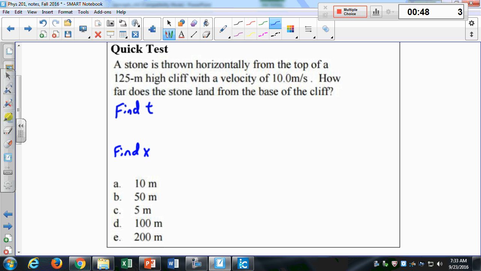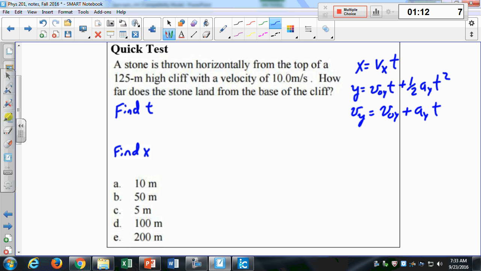I'm just going to write the equations over here to remind you what they are. Think about what the components of your velocities are, your Vx and your Vy, and what's being described in the problem.